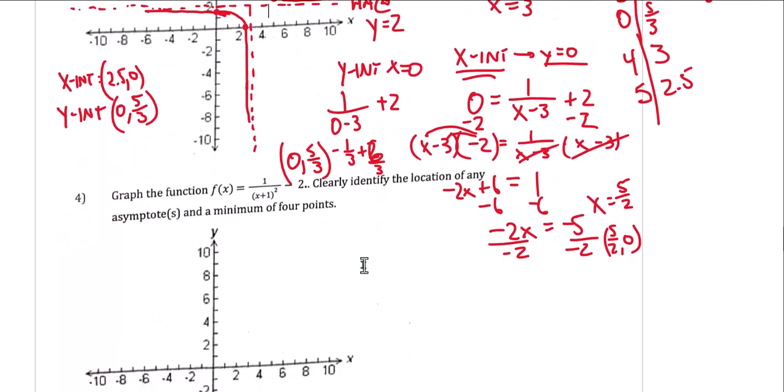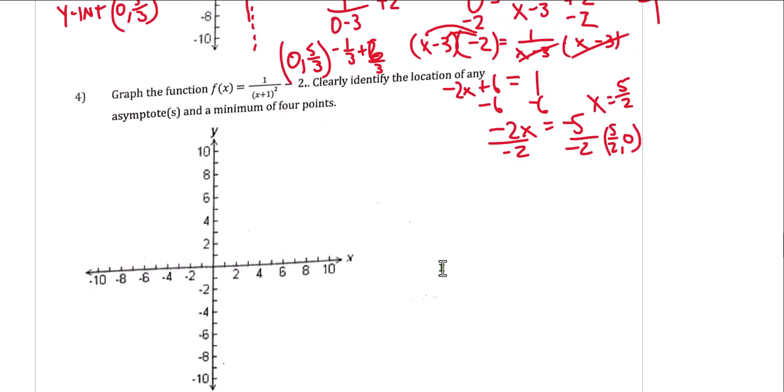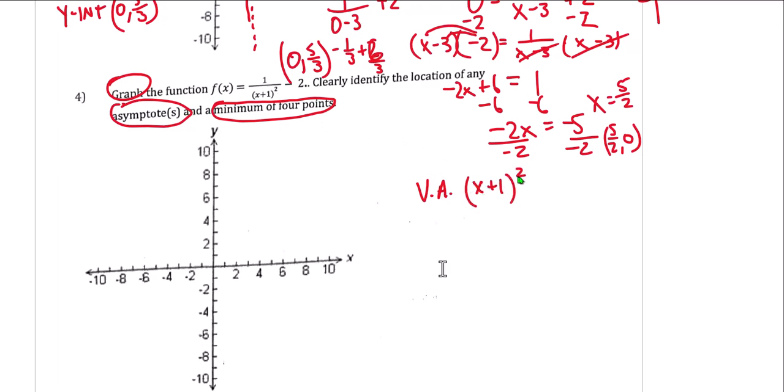Next, graphing the function f of x equals 1 over x plus 1 squared, minus 2, and we're doing the same thing here. So we're graphing, we're identifying the asymptotes, we're identifying a minimum of 4 points. So the asymptotes, let's start there. Let's start with our vertical asymptotes. So remember, we set the denominator equal to 0.